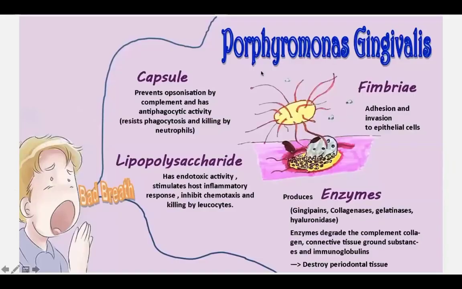Porphyromonas gingivalis has a capsule, is gram-negative, and has lipopolysaccharide, an endotoxin. It has fimbriae for attachment to cells, and enzymes called gingipains, pains in the gingiva. Collagenases, remember Colgate toothpaste, and gelatinases and hyaluronidase also destroy the periodontium. These enzymes degrade complement, collagen, and connective tissue.